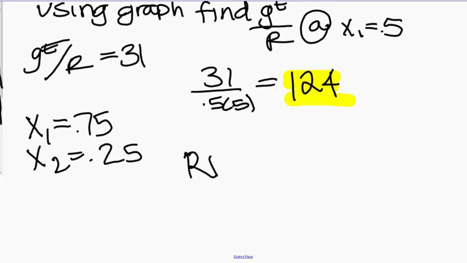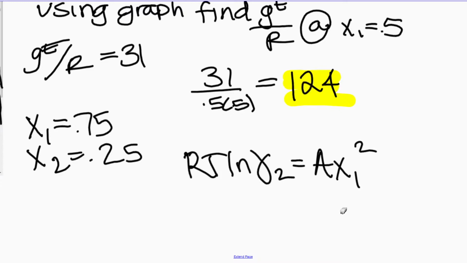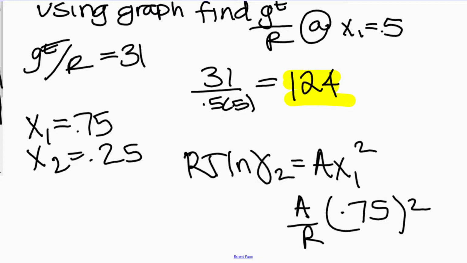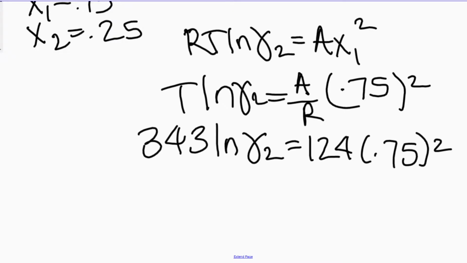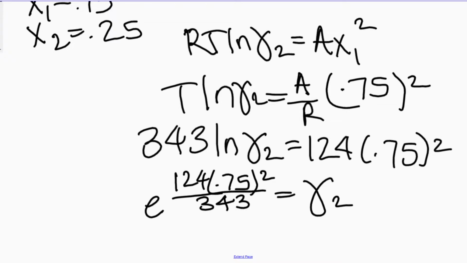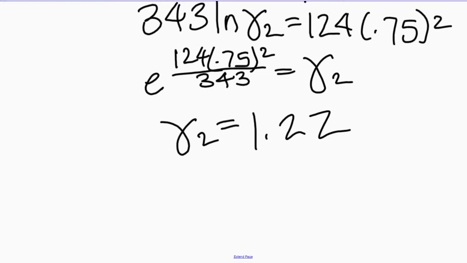Referencing table 7.2 again, you'll find that RT ln of the activity coefficient is equal to A times the mole fraction of 1 squared. So plugging in the initial conditions, e raised to the power of 0.75 squared times A over RT will give you the activity coefficient. In the problem statement, they told you that the temperature was 343 Kelvin. Once you plug in all the values, you'll find that the activity coefficient is equal to 1.22.